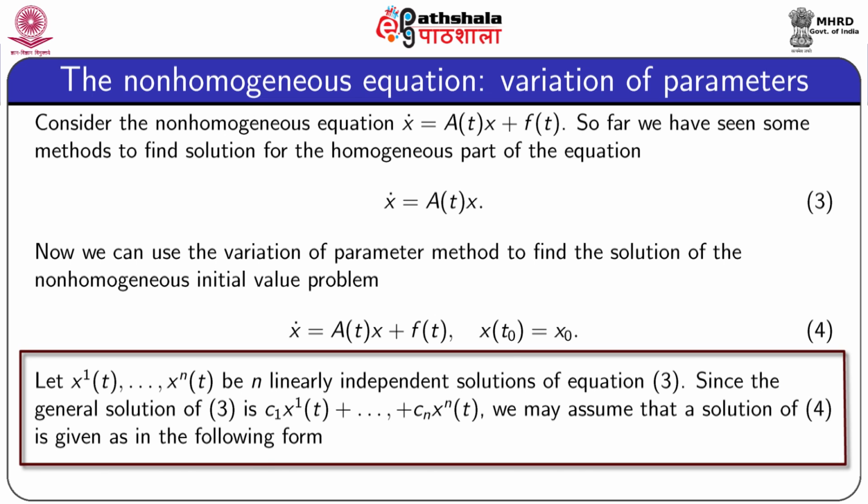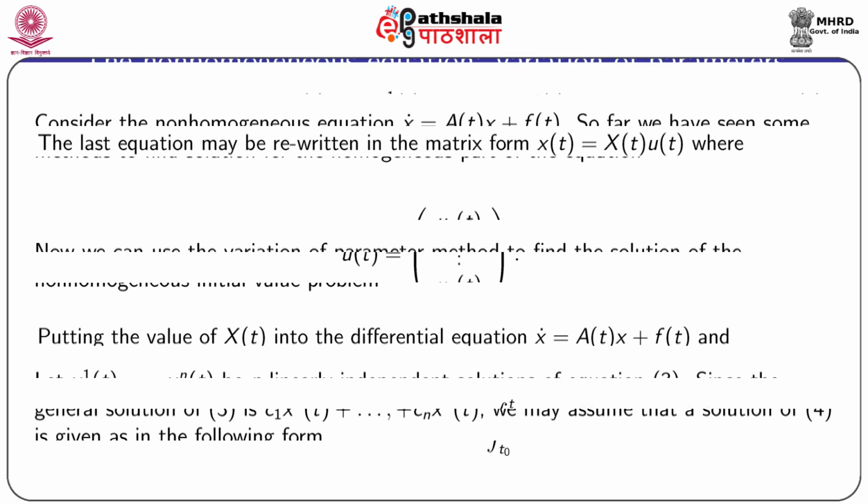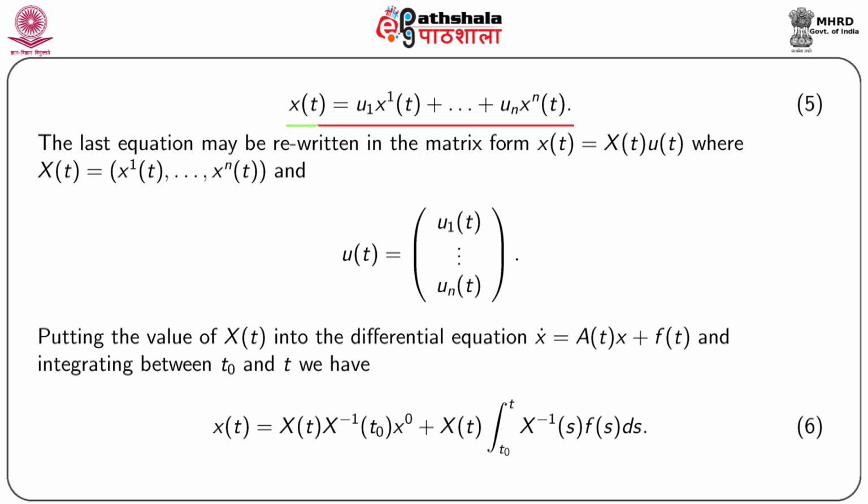Let x1(t), x2(t), dot dot xn(t) be n linearly independent solutions of the homogeneous equation given by 3. Since the general solution of 3 is C1 x1(t) plus C2 x2(t) plus dot dot Cn xn(t), we may assume that a solution of 4 is given in the form x(t) is equal to u1 x1(t) plus u2 x2(t) plus dot dot un xn(t), given by equation 5.